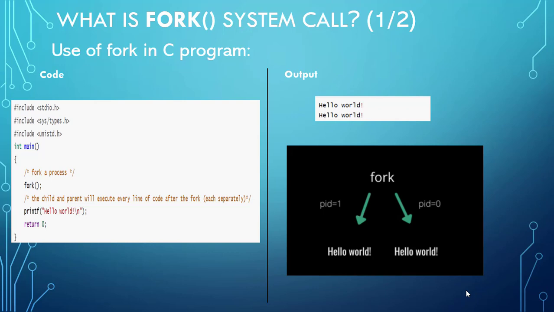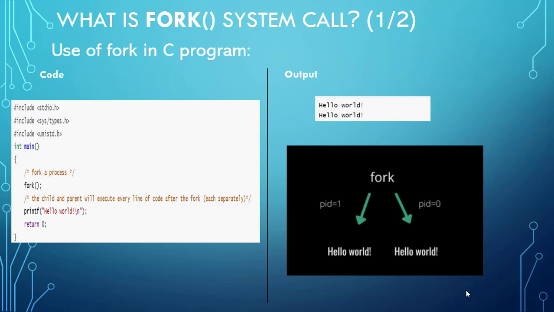For example, here we have a code of fork in C language. Here we are calling fork and then we are printing hello world. What will it do? When fork is called, it will create a new child process and there is a parent process. So you can see in the picture that after the fork call, it is creating two processes. One PID is 0, which is the child process, and one PID is 1, which is for the parent process.